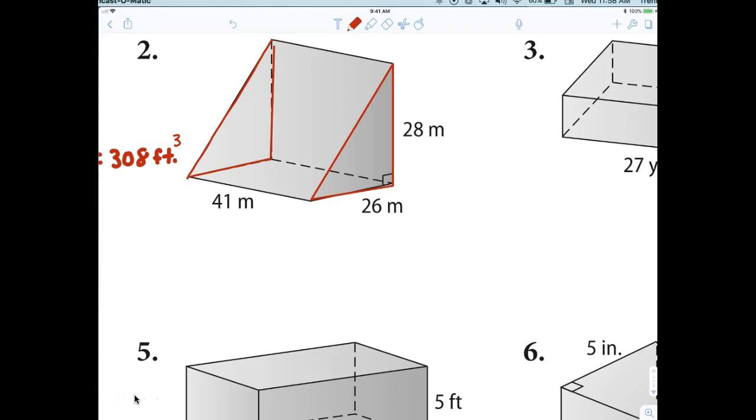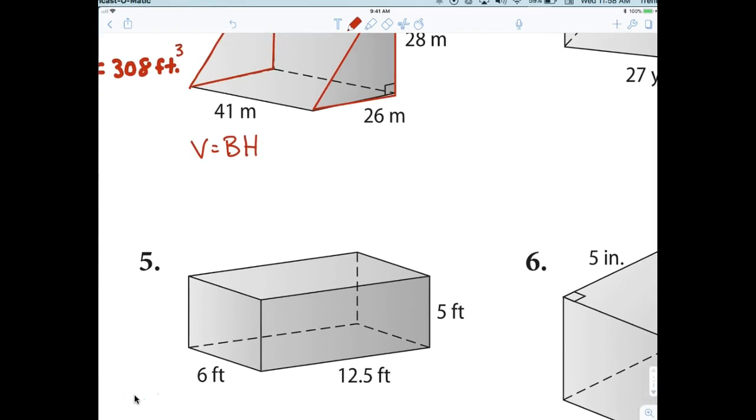So what you're supposed to do now is write the formula for volume, which is capital B, capital H. V equals capital B times capital H. Now, in this case, the base is a triangle, so you have to use the area of a triangle. So volume equals, what's the area of a triangle? Yes, so you would say 1/2.